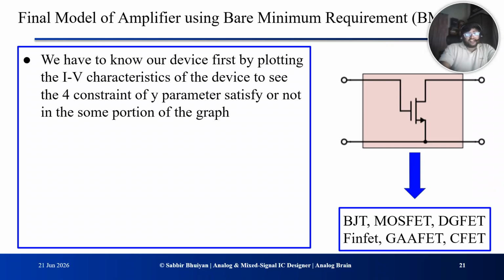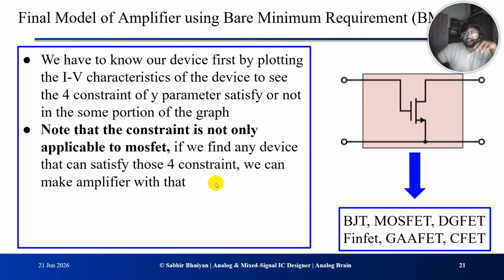And here's the generalization that makes the whole lecture worth the effort. This checklist is not specific to the MOSFET. If you hand me any device, with completely different carrier transport and completely different device physics, and it can satisfy the same four constraints somewhere on its curve, I can build an amplifier out of it. The underlying silicon doesn't matter anymore. BJT, MOSFET, double gate FET, FinFET, gate all around FET, CFET, it doesn't matter. Same checklist every time.